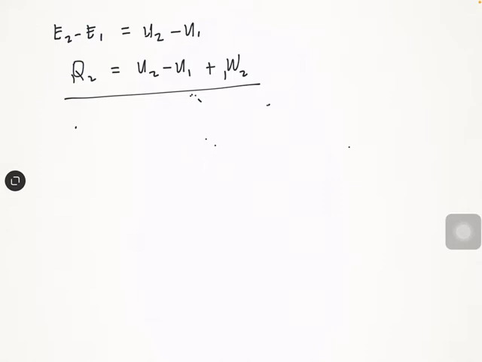But before we proceed, we will first define a new property, which is called the internal energy. The internal energy U is equal to mass times small u, where small u is the internal energy per unit mass, and its unit is kilojoule per kilogram.